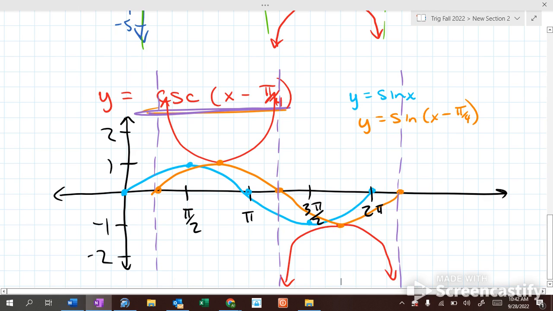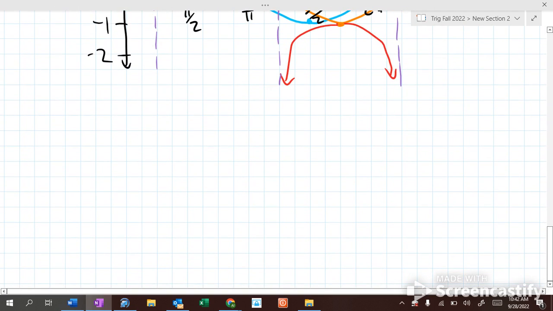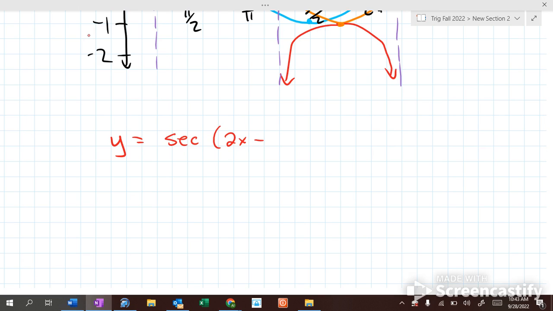Okay, let's do one more. Let's do one involving period and a shift. So let's do y equals secant of 2x minus pi. Y equals secant of 2x minus pi.